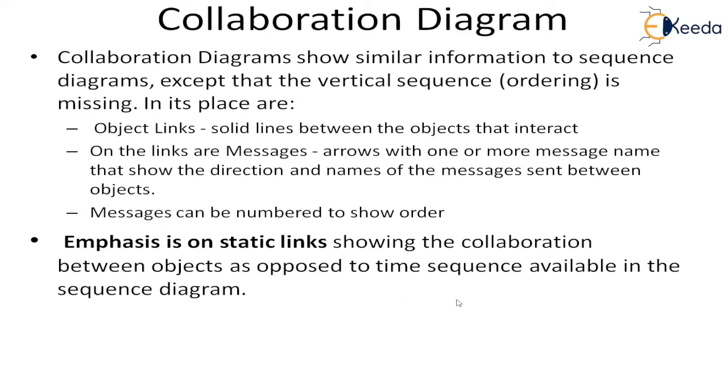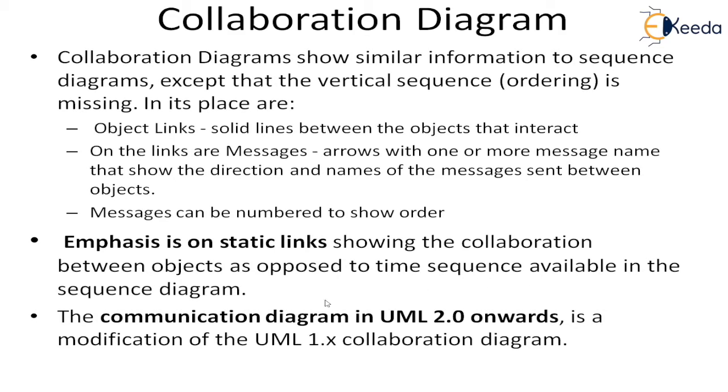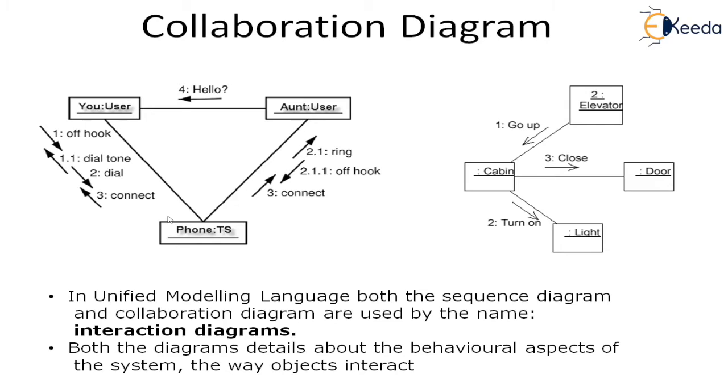Whereas in the sequence diagram we were more bothered about the sequence in which objects interact, in UML 2.0 onwards this collaboration diagram is not given anymore, and in its place they write the communication diagram. So these are some examples of the collaboration diagram. This is one object, this is another object, and this is another object. So this is a phone, and this is one user, and this is another user. It shows how the interaction is happening between the phone and the two users.